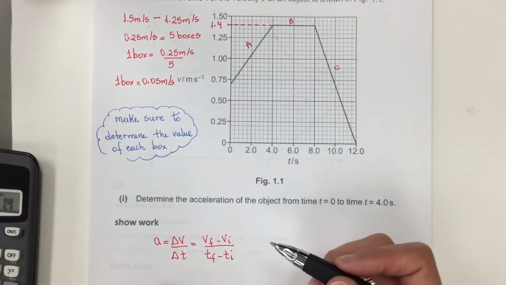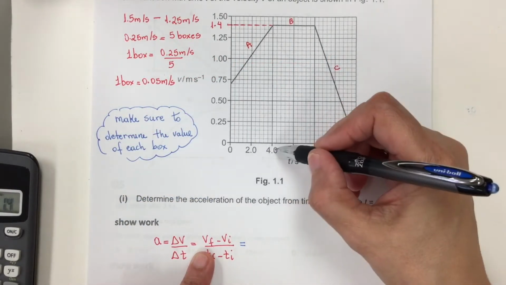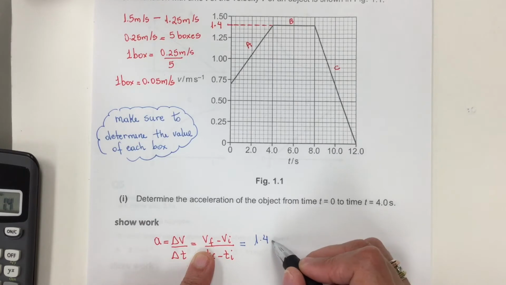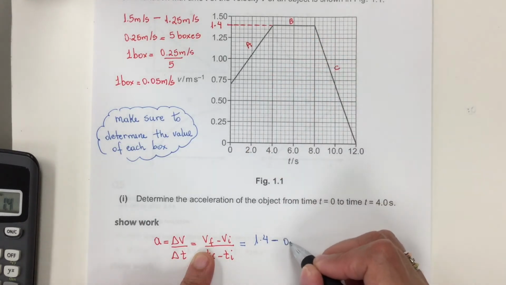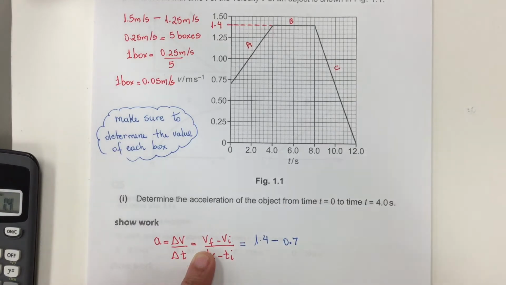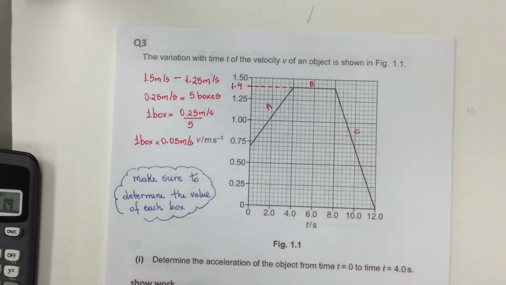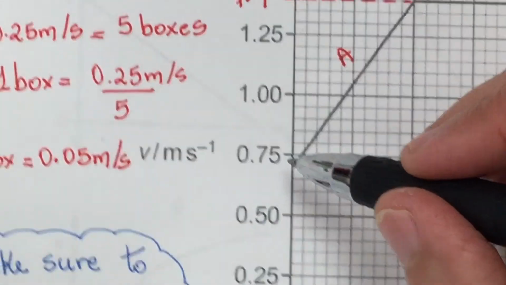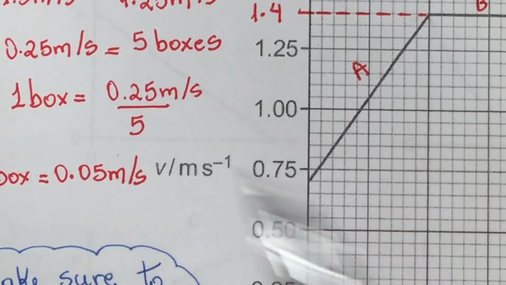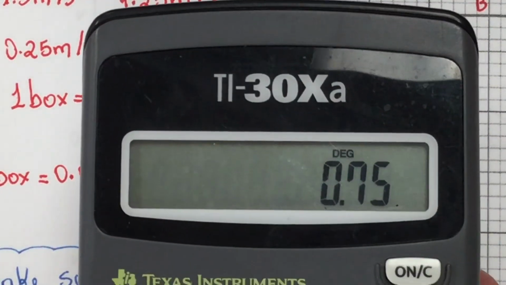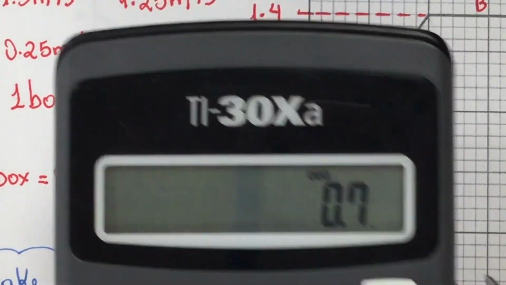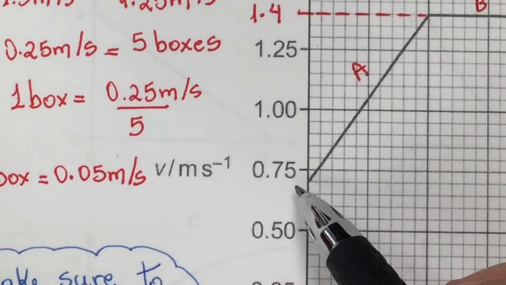So my final velocity here at 4 seconds is 1.4 meters per second minus the initial, which is 0.7. Wait a minute, look at this. 0.75 is here, so one box is 0.05, right? So that will be 0.75 minus 0.05. So this intersection here is 0.7.